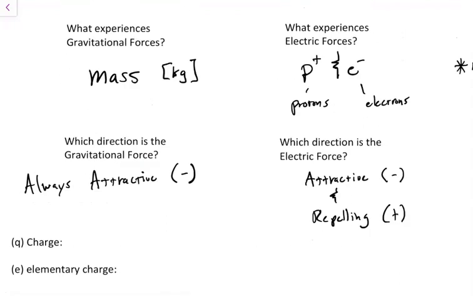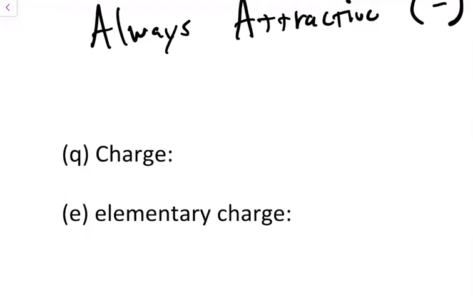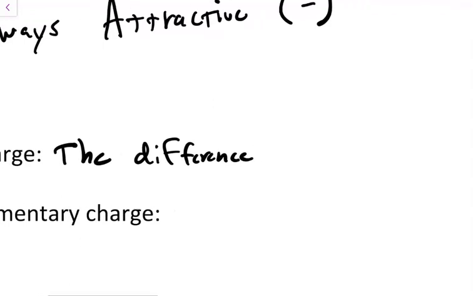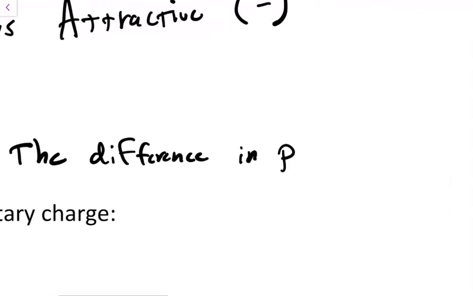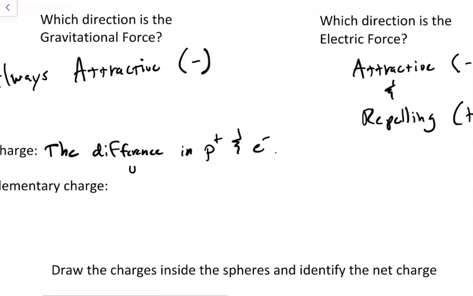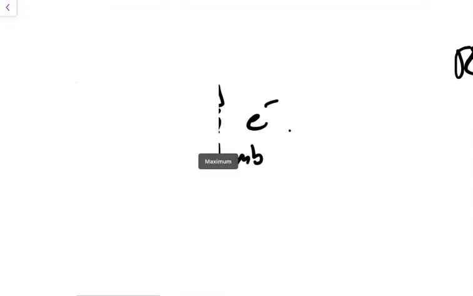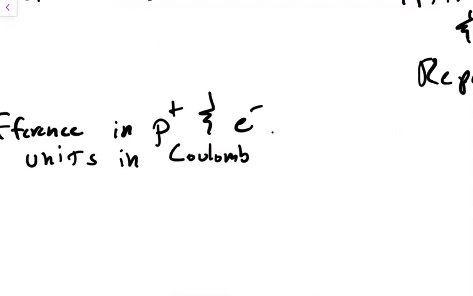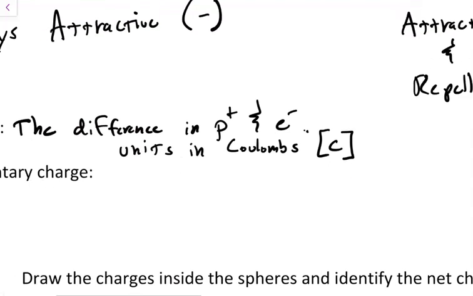And so when we get to the definition of charge, it's really just the difference between, or difference in, protons and electrons. And the units are going to be in coulombs. So you might have heard of Coulombic attraction last year in 10th grade chemistry, and this is exactly what we're talking about. And that is a capital C in coulombs.